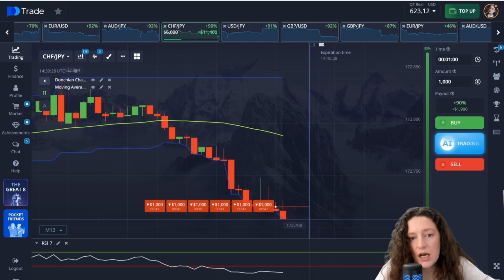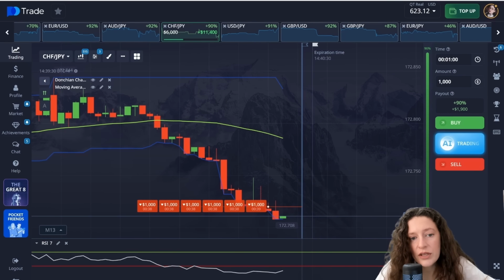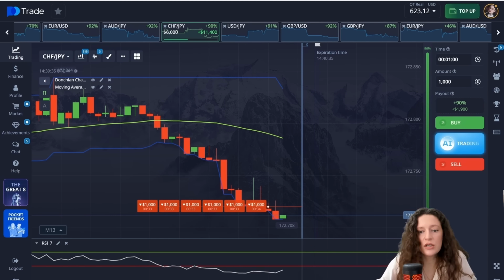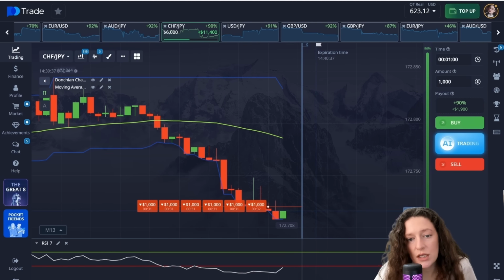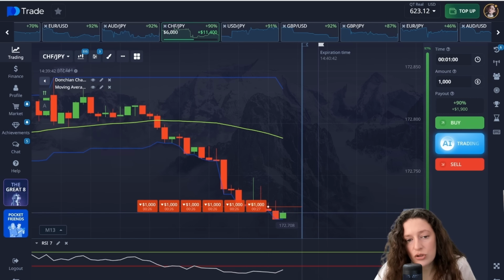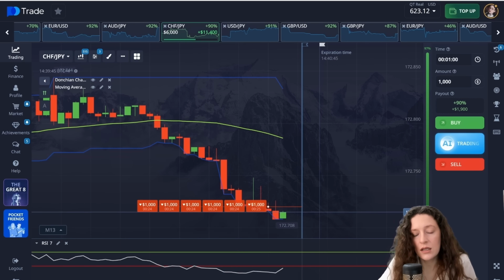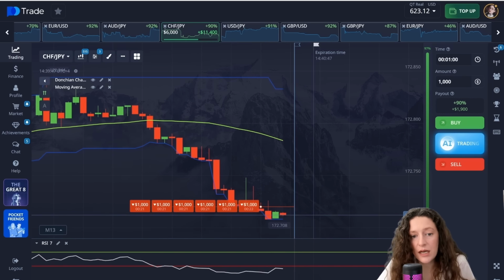As you see here too, the green line of the moving average crossed the red candles, and the red candles touched the lower blue line of the Donchian Channels and continue to move downwards. Also, the gray line of the RSI is moving below its own red line.